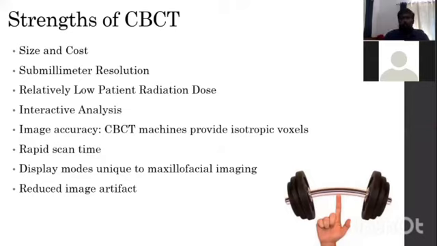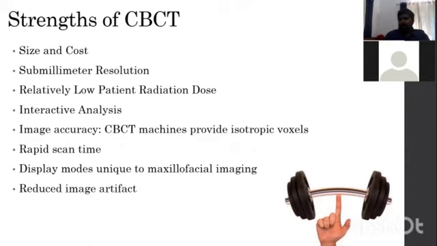Then a display mode unique to maxillofacial imaging. CBCT has a display mode especially for maxillofacial imaging, where by scrolling the mouse, we can alter the thickness and the direction of the image. We can have minute slices of images to recognize or to measure the accurate length of the lesion or a pathology. And reduced image artifacts.